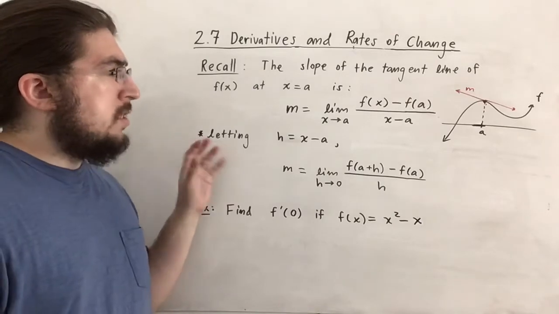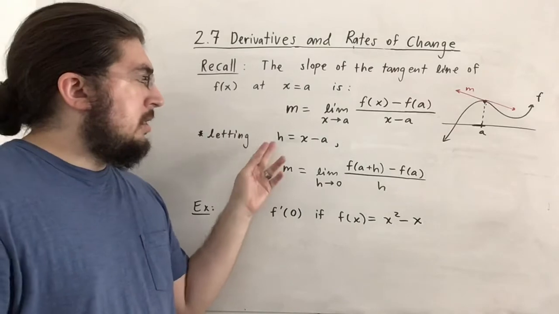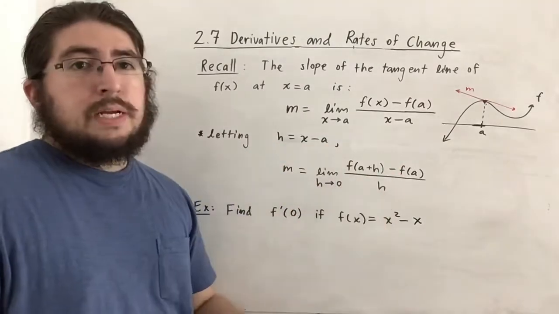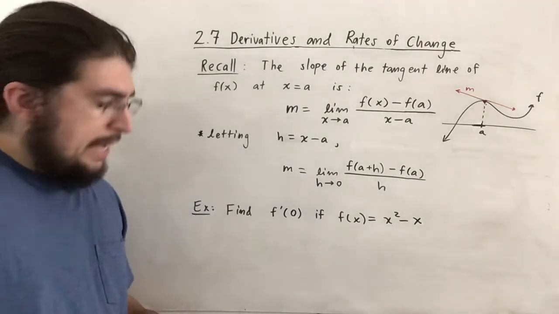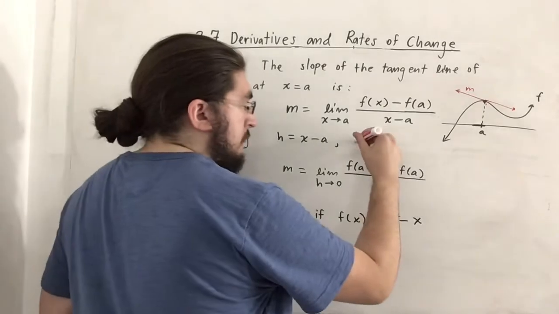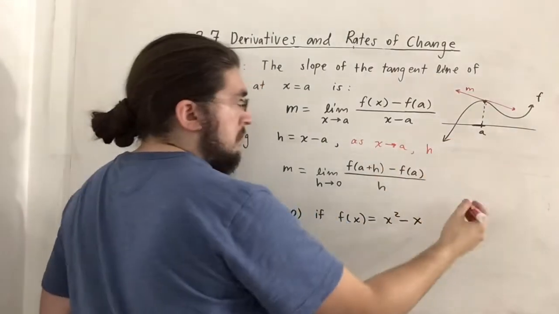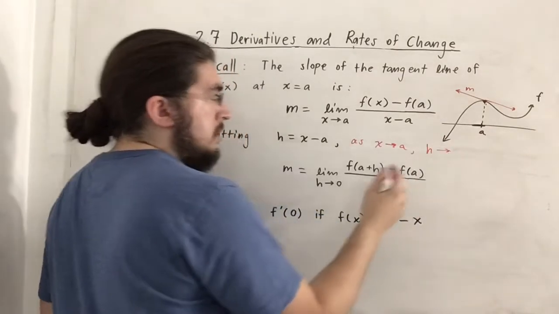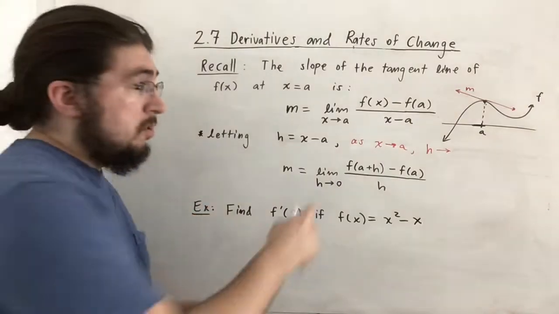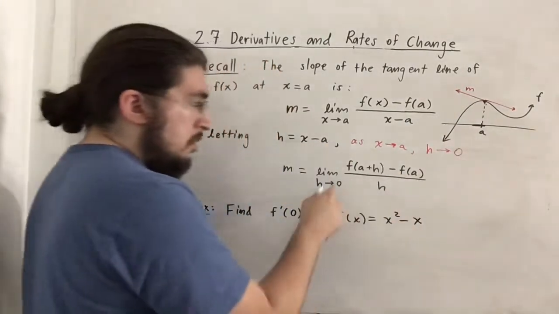So what we're going to do is kind of modify this expression here. If we do the substitution by letting h be equal to x minus a, notice the denominator just becomes h, okay? And also, as x approaches a, what does h approach? Well, h is equal to x minus a, but as x gets closer to a, then h will get closer to a minus a, which is 0. So notice we have that here.